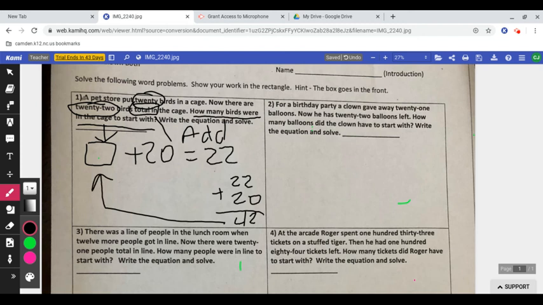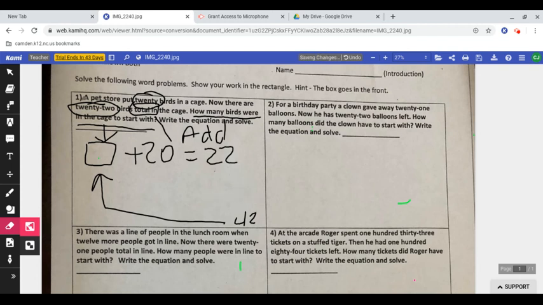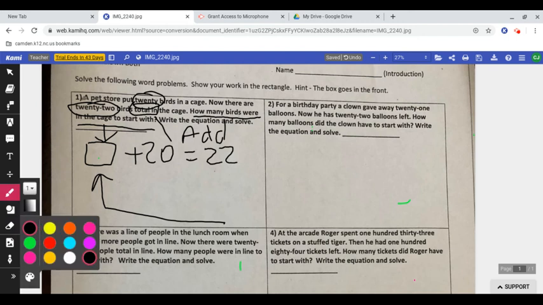If I put 42 in the box, does that make sense? 42 plus 20 equals 22. And we say, absolutely not, Miss Connie. So you're going to either erase this or just cross it out, whichever you prefer, and try again. If we tried adding and it didn't work, then we're going to need to subtract.